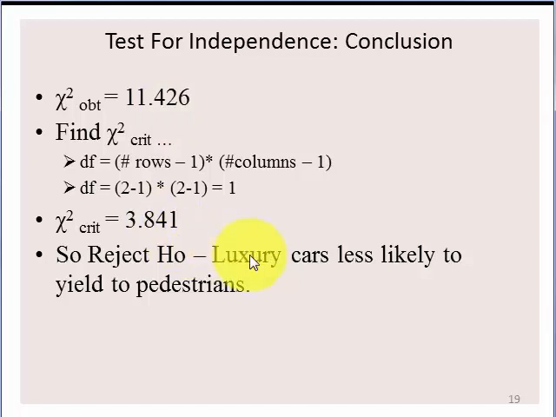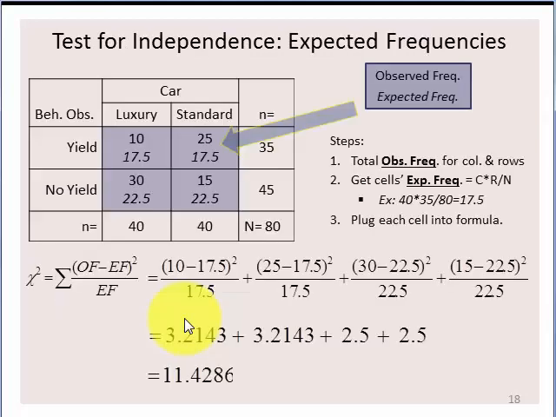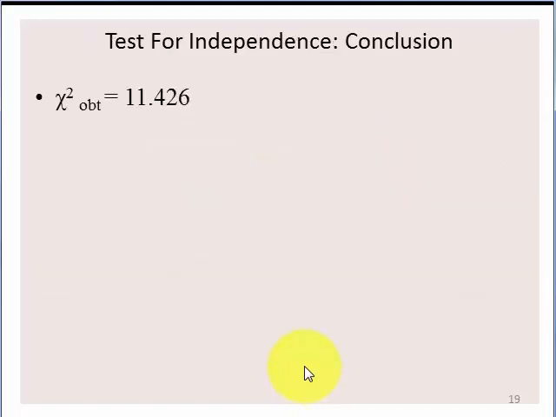So you can say that the luxury cars are less likely to yield to pedestrians. In other words, these two variables, car and behavior, interact. They're not independent. We show that there's a pattern here where the standard cars are more likely to yield and the luxury cars are more likely to not yield. That's what it means to reject the null hypothesis in this case.